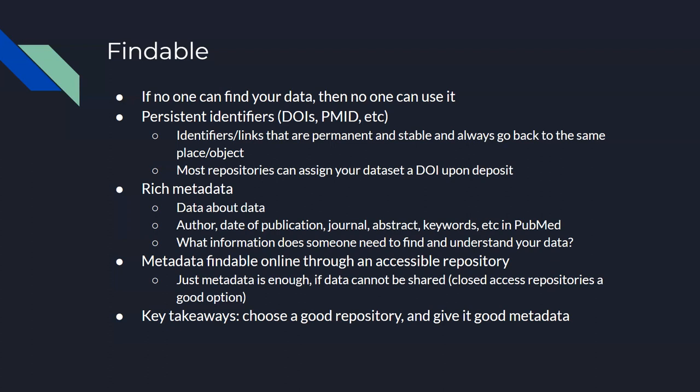And like I said before, the FAIR principles do not necessarily require you to make your data openly accessible. Instead, the important part is that your metadata is online in an accessible repository. So in instances where data cannot be shared, best practice would still be to put the metadata for it in a repository, but then make the data accessible upon request for legitimate research purposes and things like that. And so really the key takeaways for making your research findable are just two things: to choose a good repository and to give it good metadata, both of which we'll talk about in a little more detail later on.